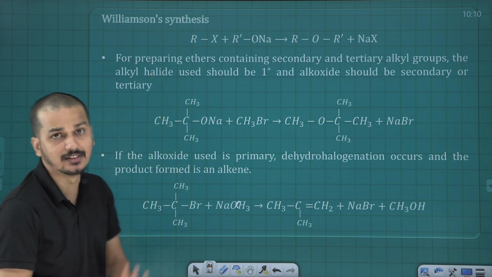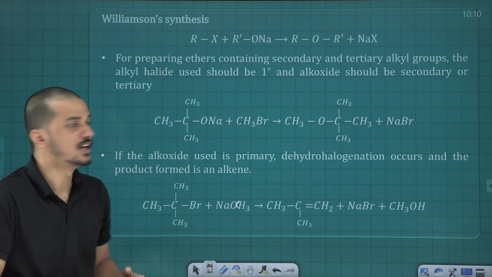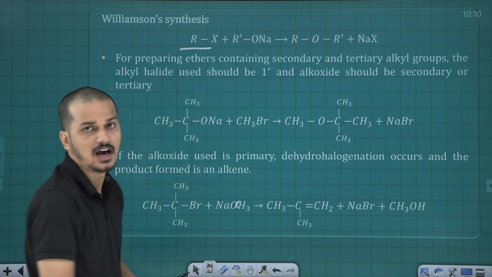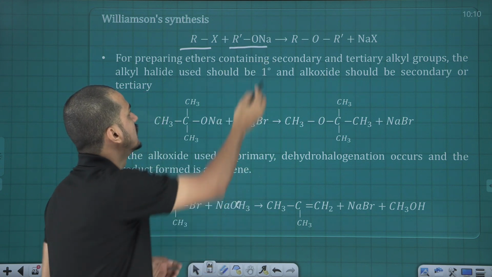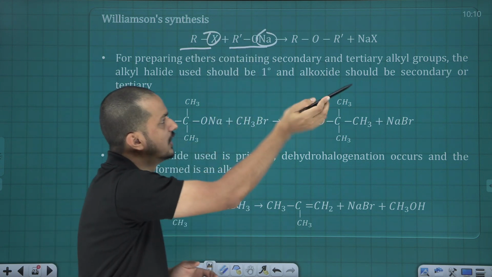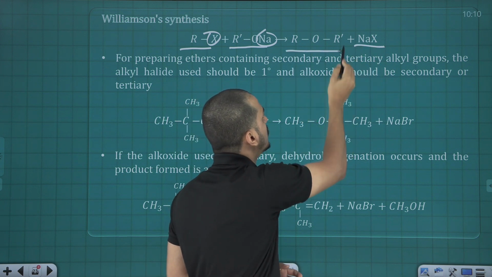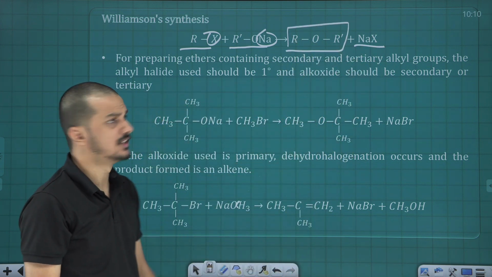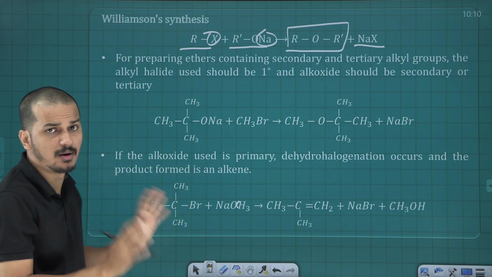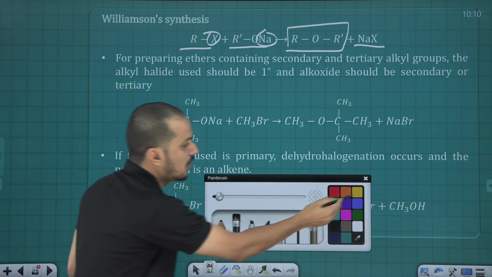But according to the situation, the best method for preparing ether is called Williamson synthesis. In Williamson synthesis, you have a haloalkane and sodium alkoxide. Once you treat them, the sodium and halogen will form sodium halide, and you will get an ether, an alkoxyalkane.